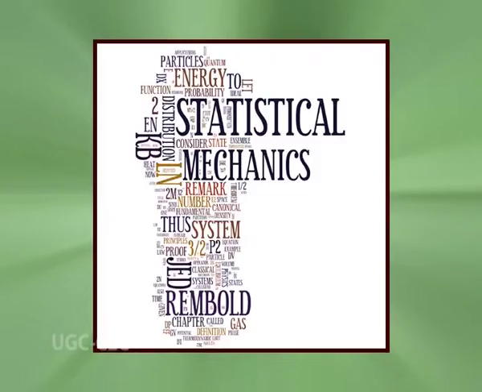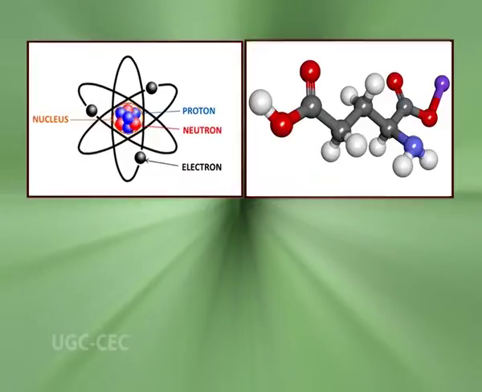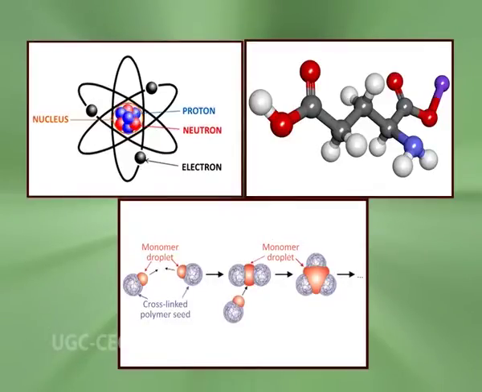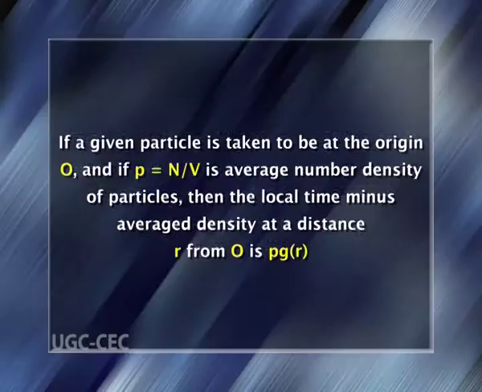In statistical mechanics, the radial distribution function or pair correlation function g(r) in a system of particles, that is atoms, molecules or colloids, describes how density varies as a function of distance from a reference particle. If a given particle is taken to be at the origin O, and if ρ = N/V is the average number density of particles, then the local time-averaged density at a distance r from O is ρ g(r). This simplified definition holds for a homogeneous and isotropic system.